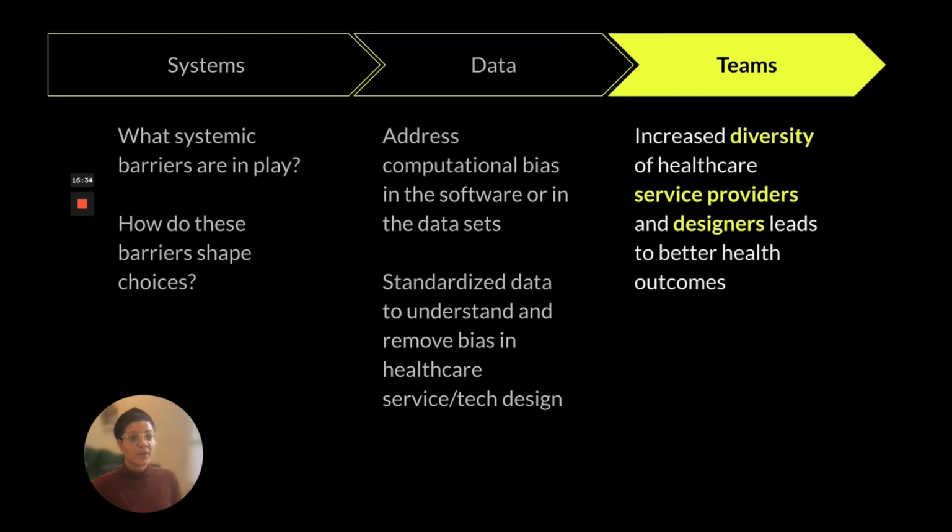And lastly, we need to increase diversity of healthcare service providers and designers. Homogeneity in both the design and healthcare industry is a problem because it makes us more susceptible to biases. So increasing the diversity of the teams who are creating the services or designing or coding the software will lead to better health outcomes for the diabetic community.